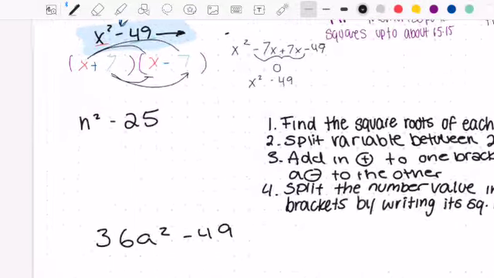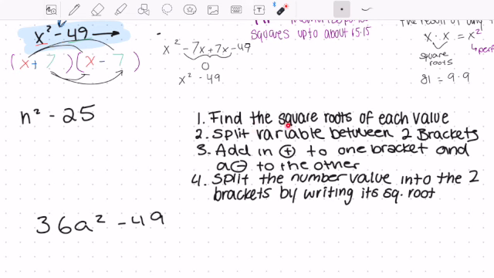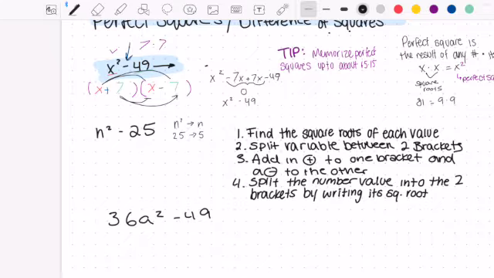Okay, let's try another one here. So the same thing, let's go through these written out steps that I've done for you. Find the square roots of each value. Well, the square root of n squared is going to be n, and 25 is going to be 5. Split the variable between the 2 brackets. So n and n.